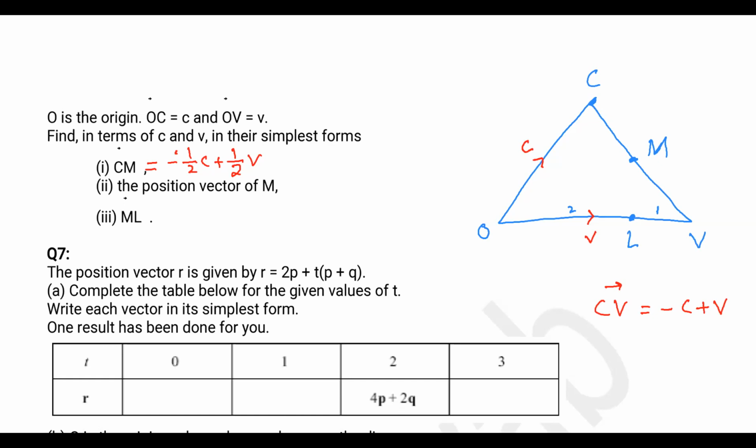Second, the position vector of M. Now we have to calculate OM. Position vector of M means we have to calculate OM.